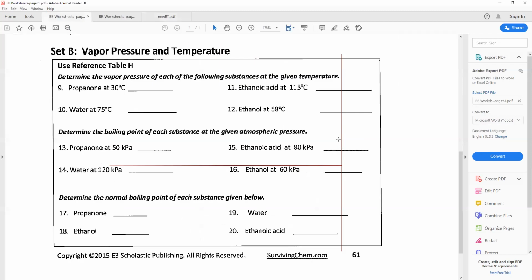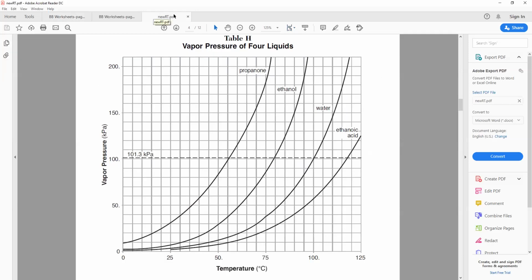Let's write over here. 93 kPa. Ethanol at 58 degrees Celsius. 58, between 55 and 60. So 58 is approximately over here.